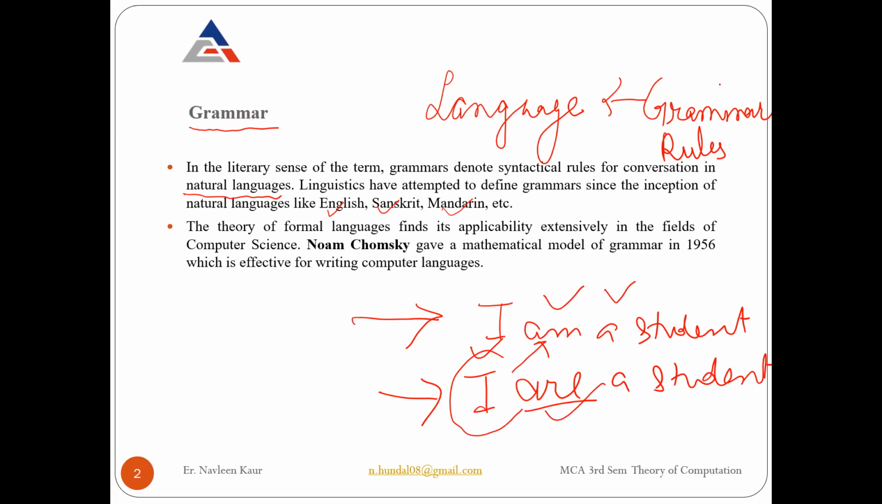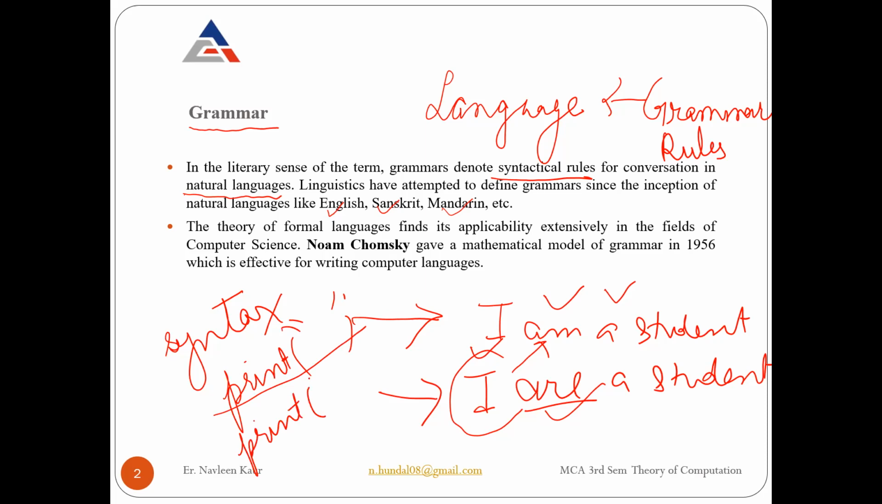These grammatical rules are also called syntactical rules, because they work on the syntax. In Python, if you remember, the syntax for print is print, followed by text in double quotes or single quotes. If you violate this syntax and write it incorrectly, and then forget to close the bracket, it means you have violated the syntactical rules, or you can say the grammatical rules. Grammar rules, syntactical rules, or syntax, these are all kind of the same thing.